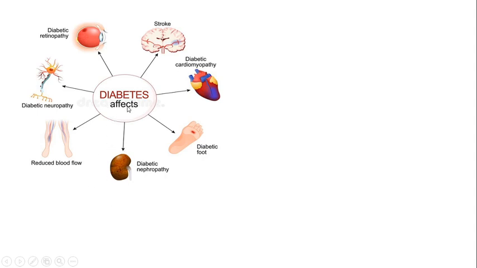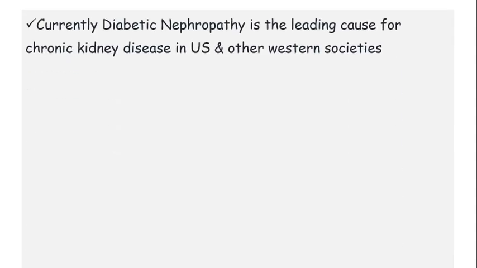So this kidney damage caused by diabetes is called diabetic nephropathy. So next we are going to discuss this diabetic nephropathy, that is how the kidneys are damaged in diabetes mellitus. So diabetes mellitus can cause damage to the kidney.